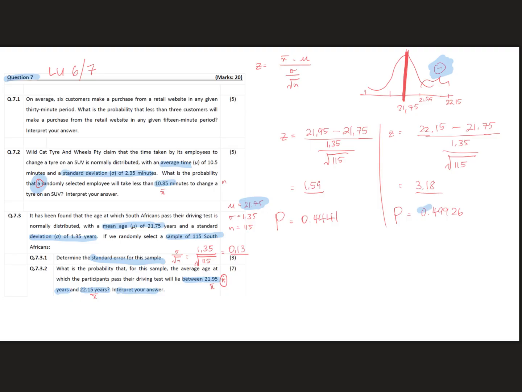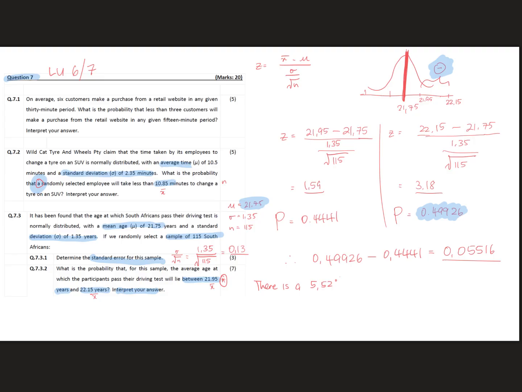So you'd look for the higher of the two, which is the 0.49926, and then you would say that minus the smaller number, which is the 0.4441. So this is 0.05516. That's your final answer, but now you need to interpret. So you will say there is a 5 point, let's leave it as 2 decimal places. So we'll make it 5.52%.